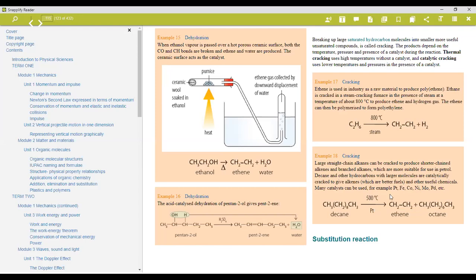Okay, so they say here decane is like this, right? It's going to be CH3(CH2)8CH3, and this is going to be our catalyst. Our catalyst in this case is going to be platinum. Okay, that's going to give us ethene plus octane. So it didn't change much. All it did, it just broke up the chains into two parts that can be more useful to use. Okay, are we good to go? Do you understand now the procedure?